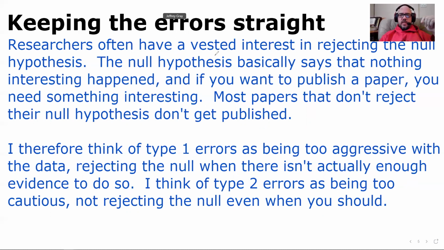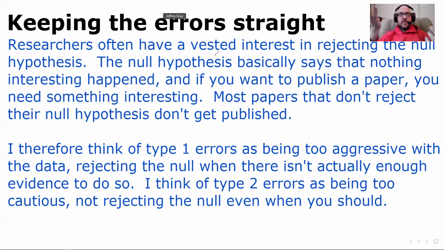Here's another way to keep them straight, and this is more relevant for us, which is researchers very often have a vested interest in rejecting the null hypothesis. If you are doing research and you have a hypothesis, you have a theory, and you test it, then that hypothesis that you make is going to be the alternative hypothesis in whatever hypothesis test you end up doing. If you don't reject your null hypothesis, you probably can't publish your paper, because papers rely on something interesting to be published, right?